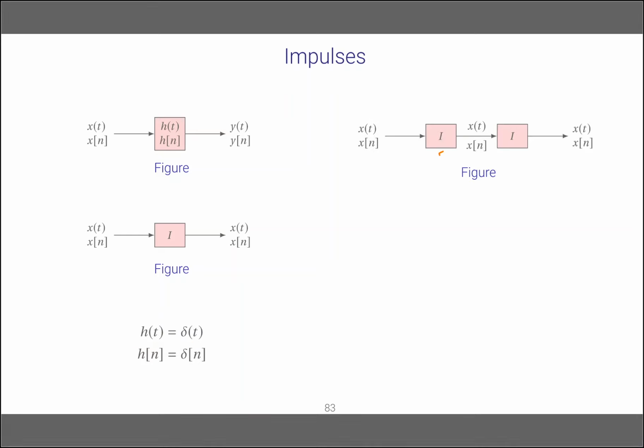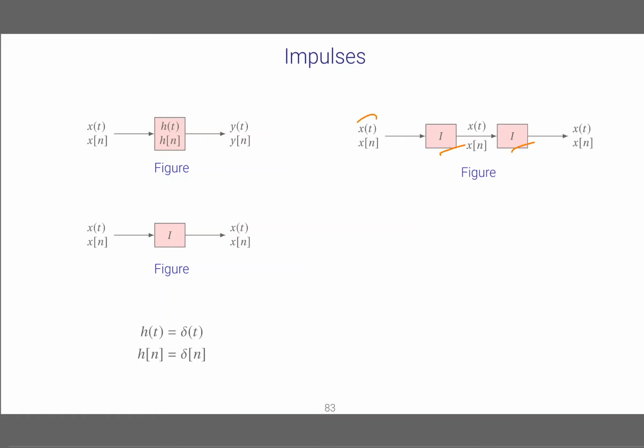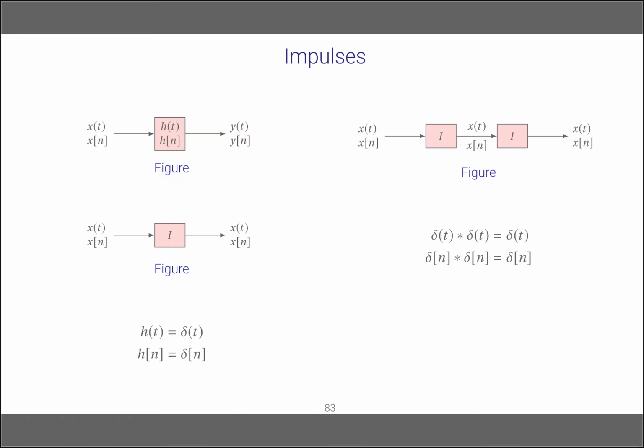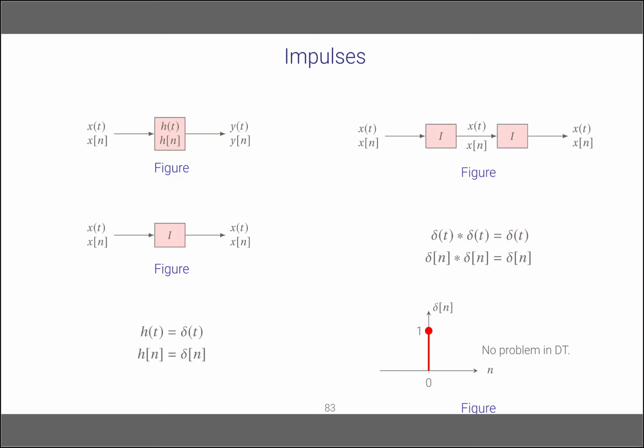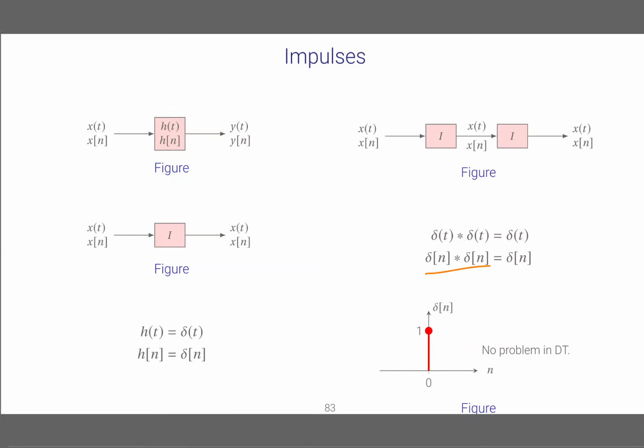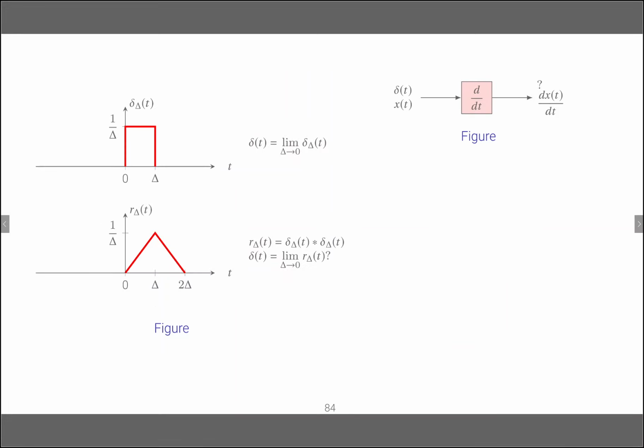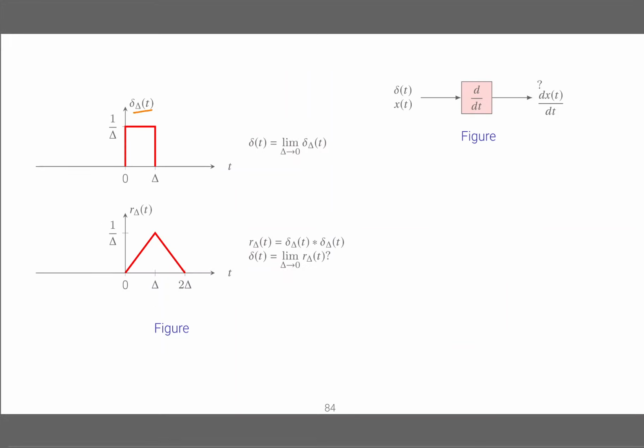So if you combine two identity systems, you must get the same thing, the same x(t). This means that if this is delta(t) and this is also delta(t), the convolution of two delta(t)'s must be delta(t). There is no problem for discrete time: when you convolve delta[n] and delta[n], you get delta[n]. But in continuous time, you have to think about it. For this, you have to use once again the delta function, which has height 1 over delta and width delta, so its area is equal to 1. In the limit, it goes to delta(t).